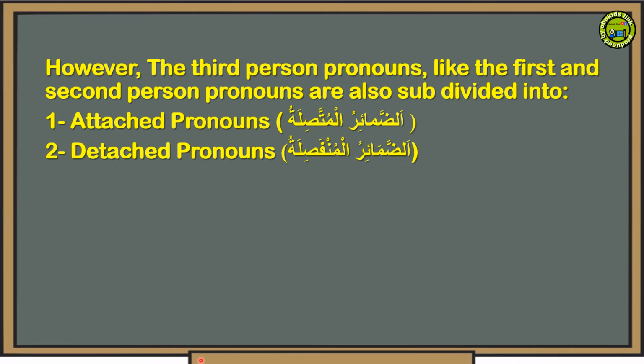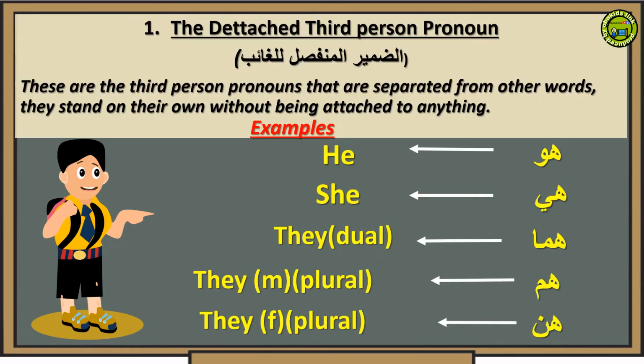However, the third person pronouns like the first and second person pronouns are also subdivided into 1. Attached pronouns, الضمائر المتصلة. 2. Detached pronouns, الضمائر المنفصلة. 1. The detached third person pronoun, الضمائر المنفصلة للغائب. These are the third person pronouns that are separated from other words, standing on their own without being attached to anything.